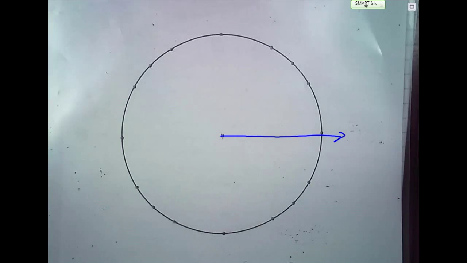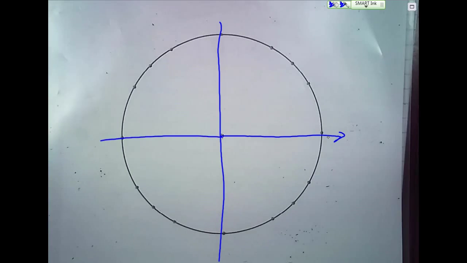What would happen if I traveled around the unit circle twice? How many degrees have I traveled now? 720. 720, 360 and 360 more, right? Okay, well, knowing that, I want to just practice counting around the unit circle again.